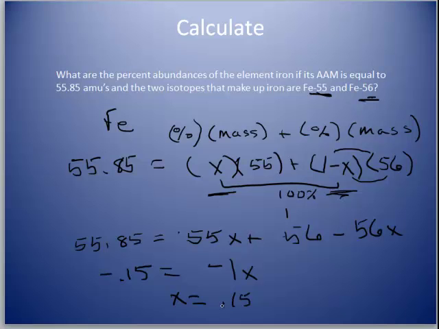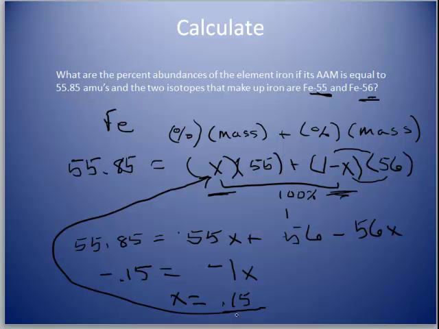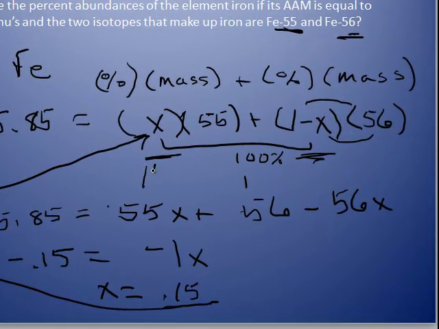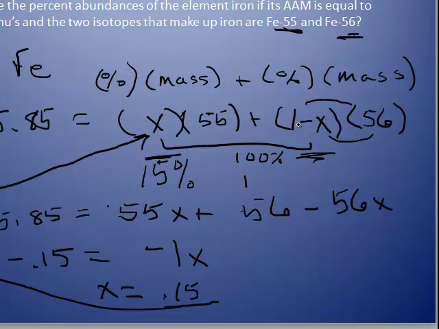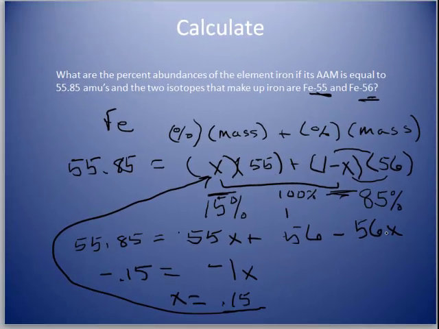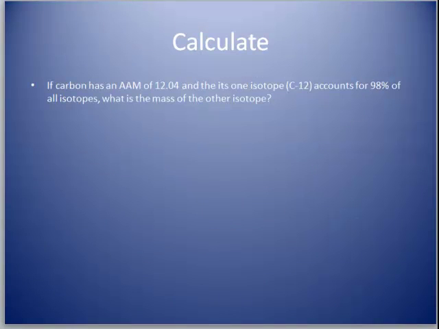Now remember, that 0.15 is that percentage in decimal form. So if we move the decimal place over 2 places, that would mean that isotope is 15% of the compound. So that other isotope would have to be 85%. Again, if we had called that one x and that one 1 minus x, we simply would have gotten x equal to 0.85, and then that one would have been 1 minus 0.85. Alright, let's take a look at one more type of problem.